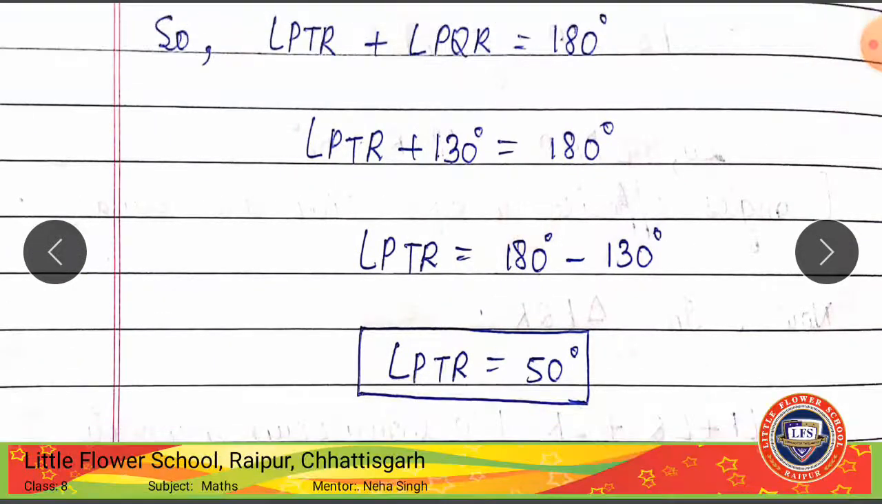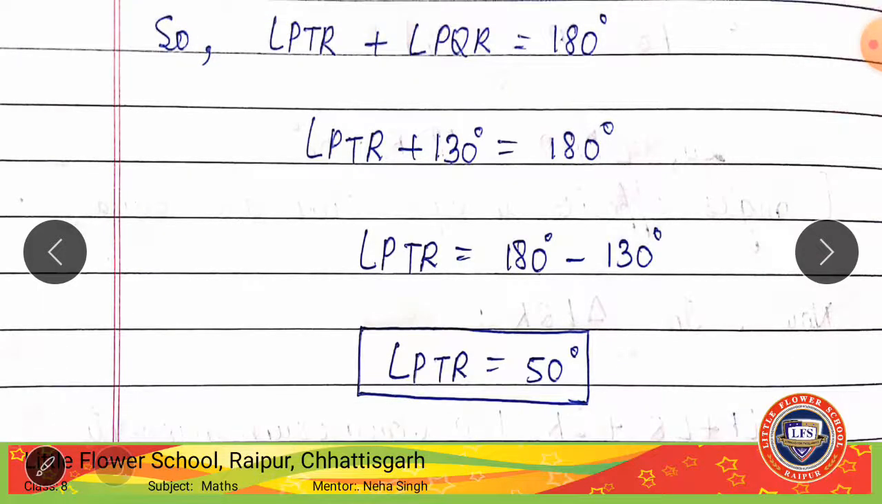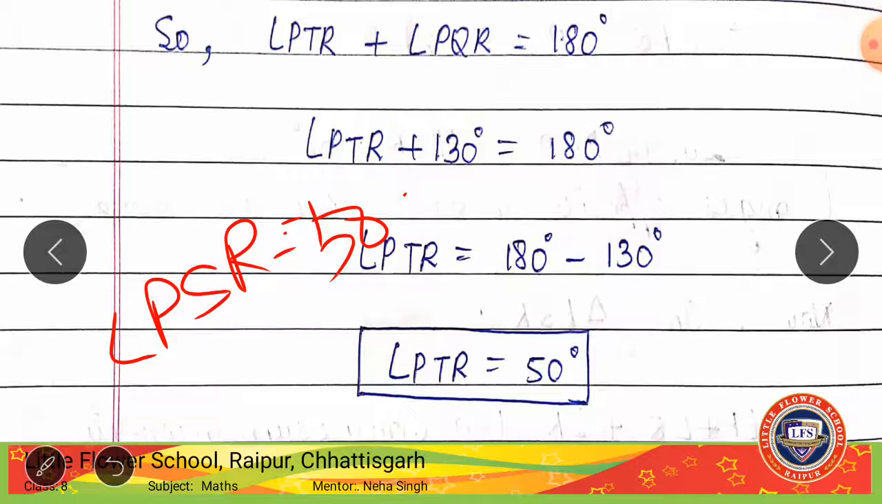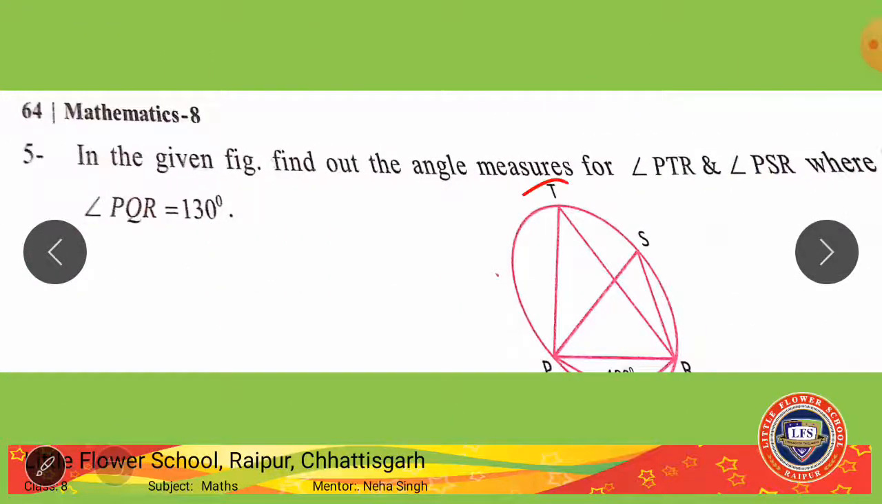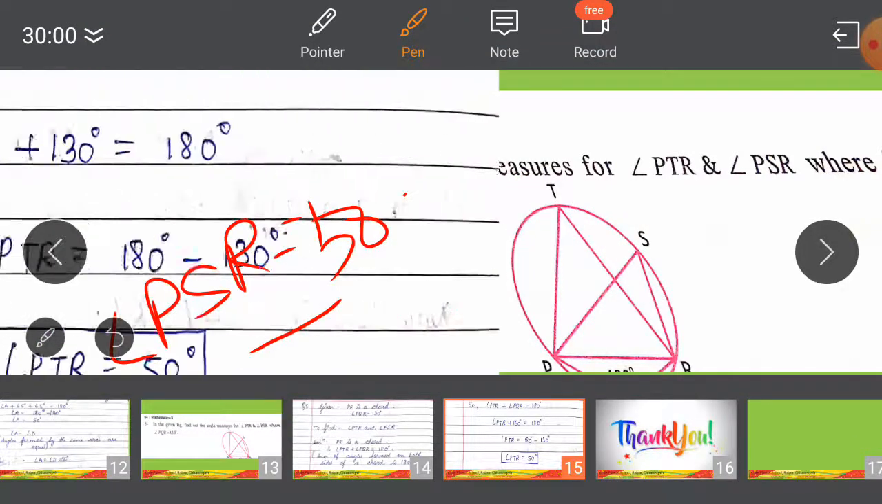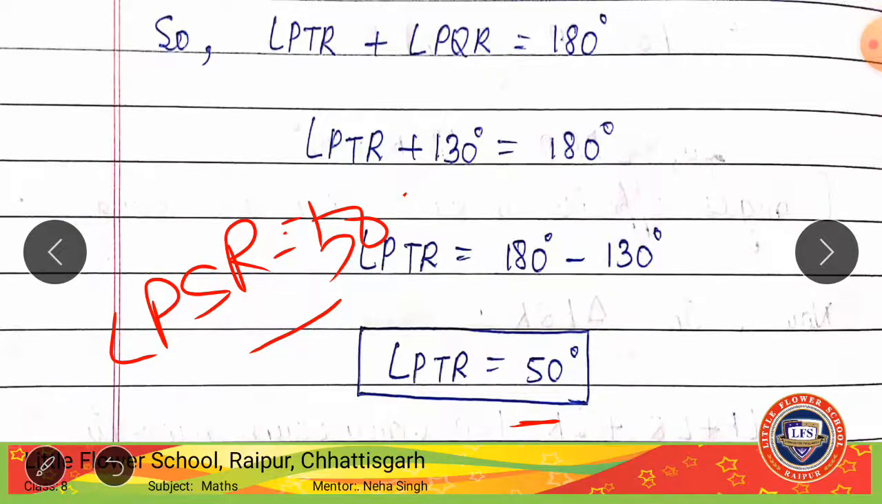Now see, since PTR is 50 degrees, angle PSR you are also going to write as 50 degrees. Why 50 degrees? Because they are angles on the same segment. T and S are on the same segment, therefore they will be equal, right? So like this, after this you are going to write this step, and you are going to write that because they are equal: angles on the same segment of the circle are equal.